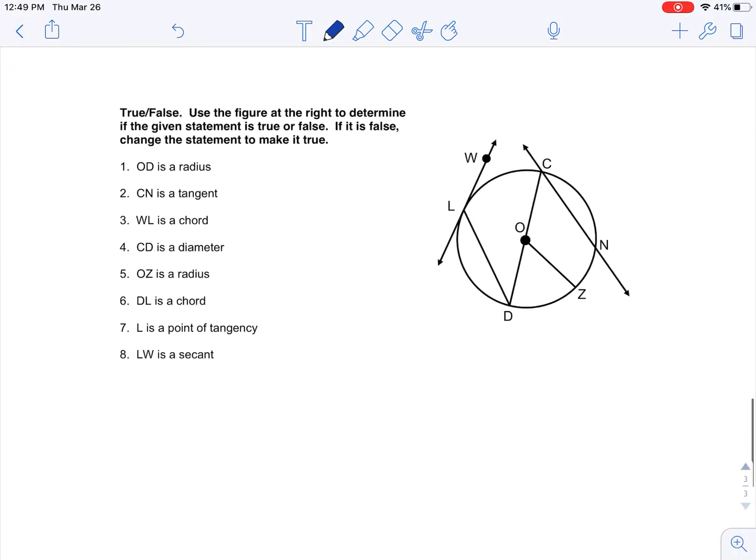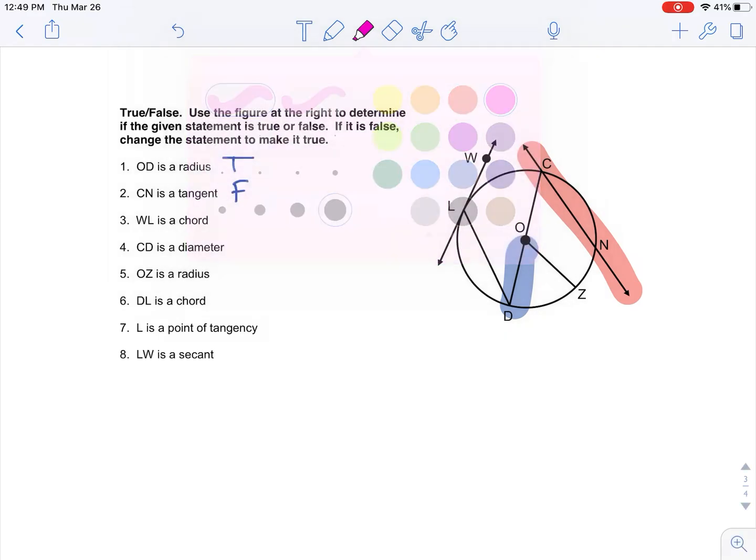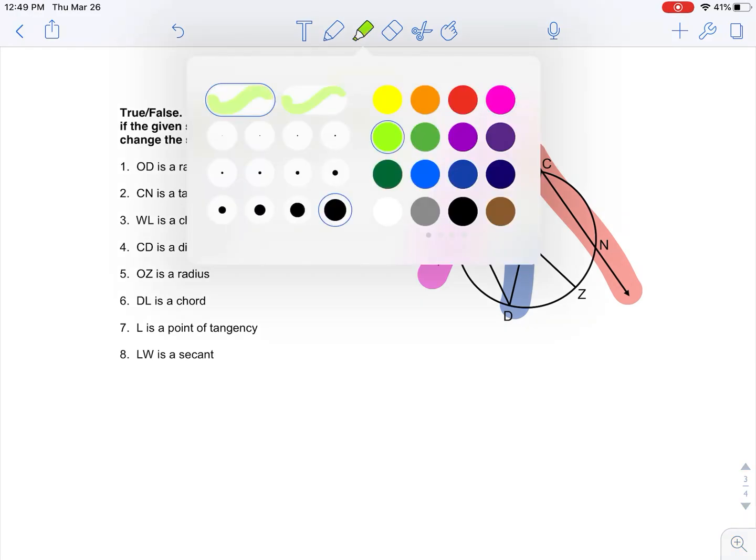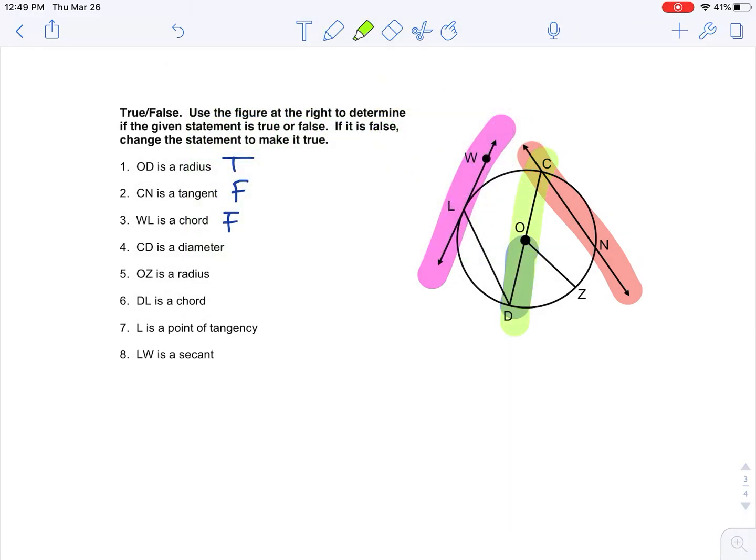Here's another way I could ask you the same question. So here we go. True or false? OD is a radius. Yeah, that's a radius. That's true. CN, they don't say what it is. CN's a tangent. No, that's not. That's a secant. Okay. WL, that's a chord. No, that's a tangent. That's false. CD, ooh, this whole thing here, that's a diameter. Yeah, that is a diameter.